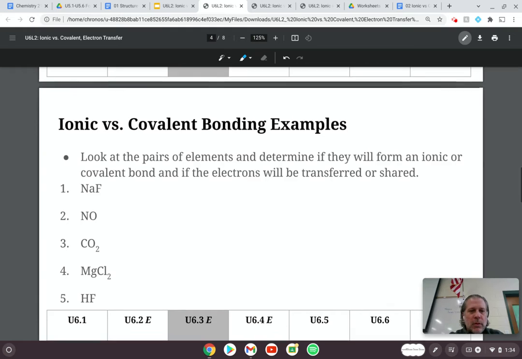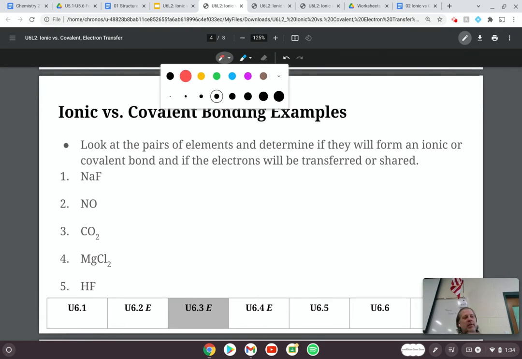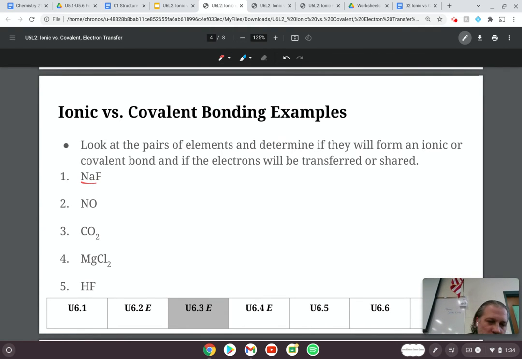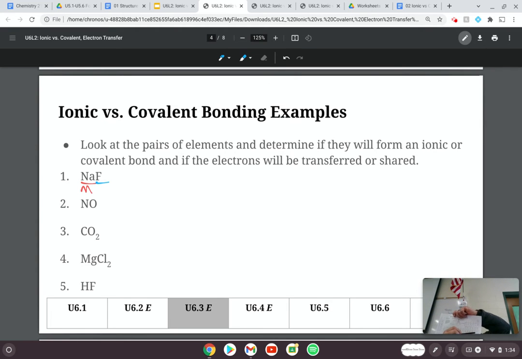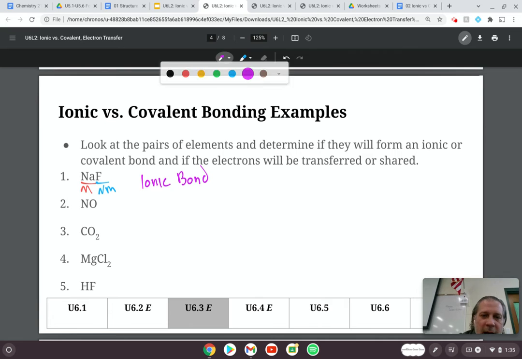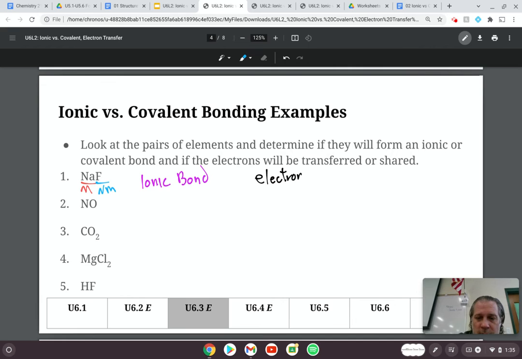So a couple of examples to go through here. I see that sodium, if I grab my handy dandy periodic table, is in the first column on the left-hand side. So that tells me that it's a metal. And I see that fluorine is in the 17th column on the right-hand side. So now I see that as a nonmetal. So that alone tells me that it's an ionic bond. And I remember from the slide above that in ionic bonds, electrons are transferred.